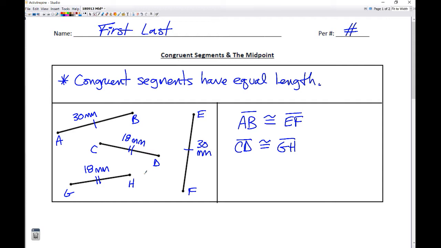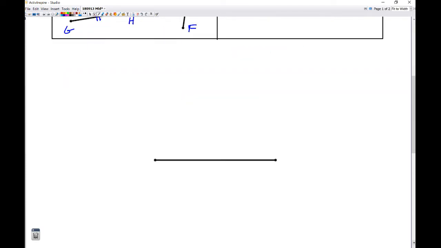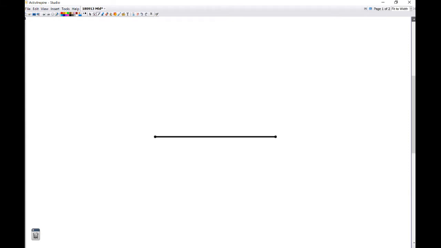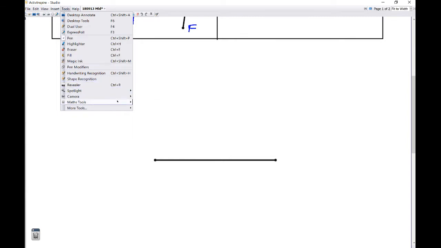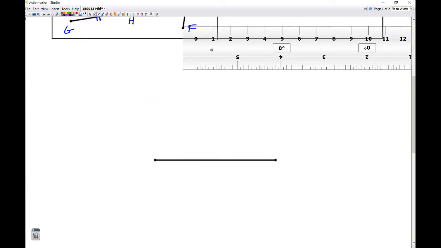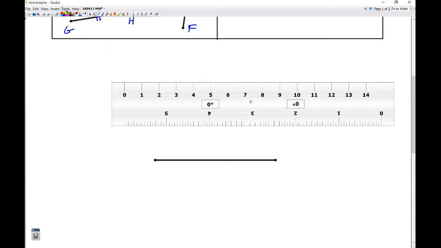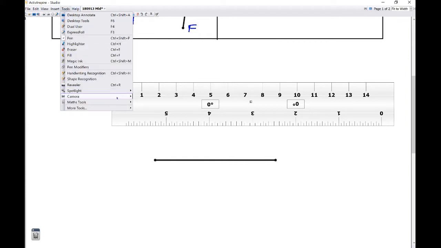So let's talk about constructing this new midpoint that we're going to be looking at, this new construction. So you're going to need your compass with a colored pencil, and you're going to need your ruler. So let me get my tools out here. I need to grab my ruler. There's my ruler. And I need to grab my compass. Okay, here's what I want you to do. Let's not wander off.